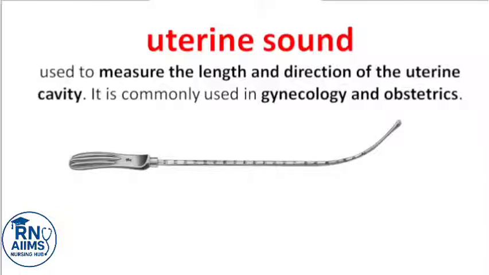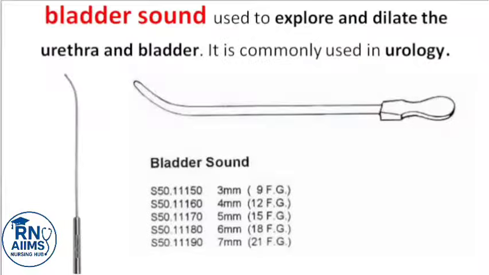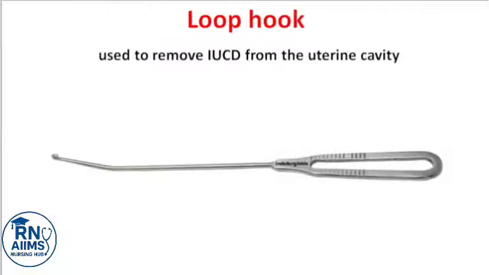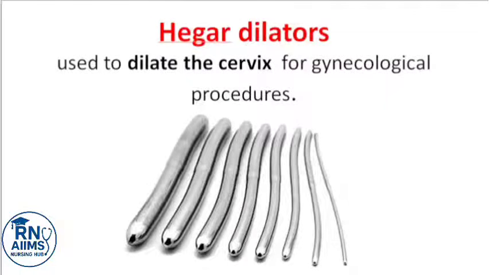Uterine sound, used to measure the length and direction of the uterine cavity. It is commonly used in gynecology and obstetrics. Bladder sound, used to explore and dilate the urethra and bladder. It is commonly used in urology. Loop hook, used to remove an IUCD from the uterine cavity. Hegar dilator, used to dilate the cervix for gynecological procedures.